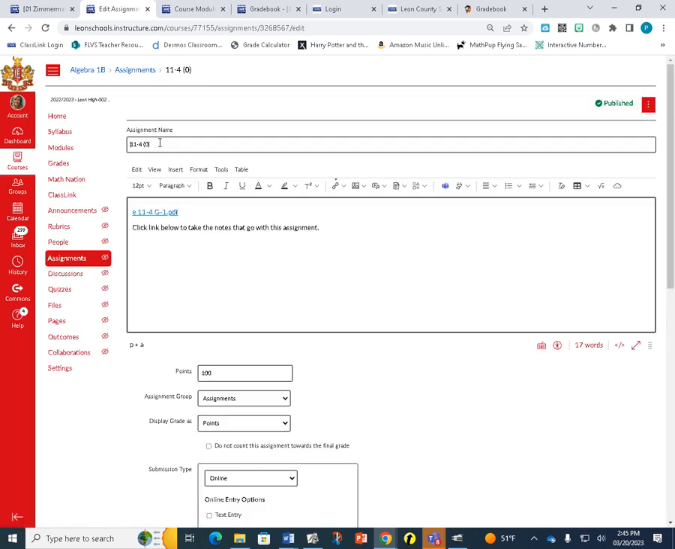So your assignment is 1 through 9, and then 17 through 29. Actually, we'll just do 17 through 29, and that would be only the odd ones. Okay.